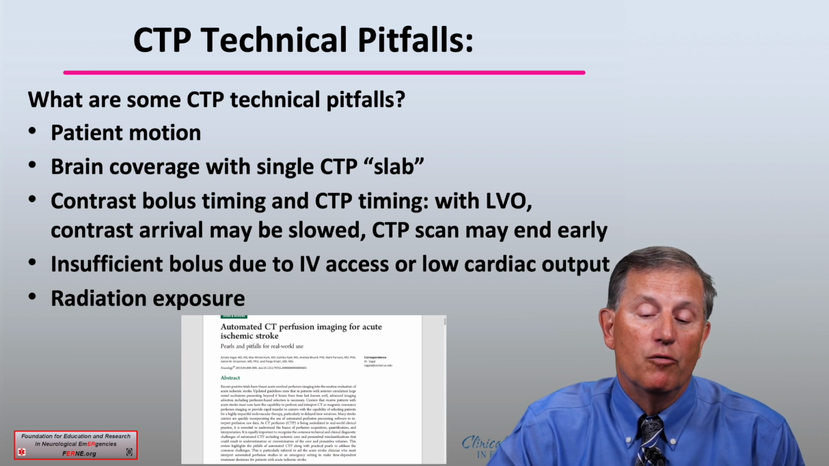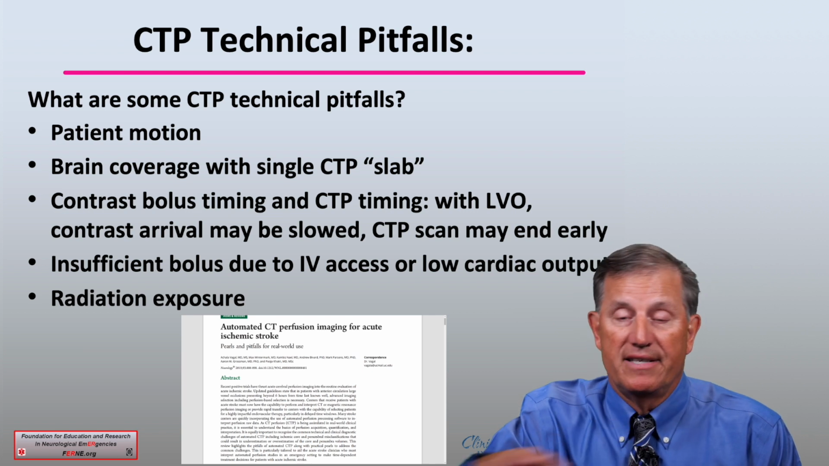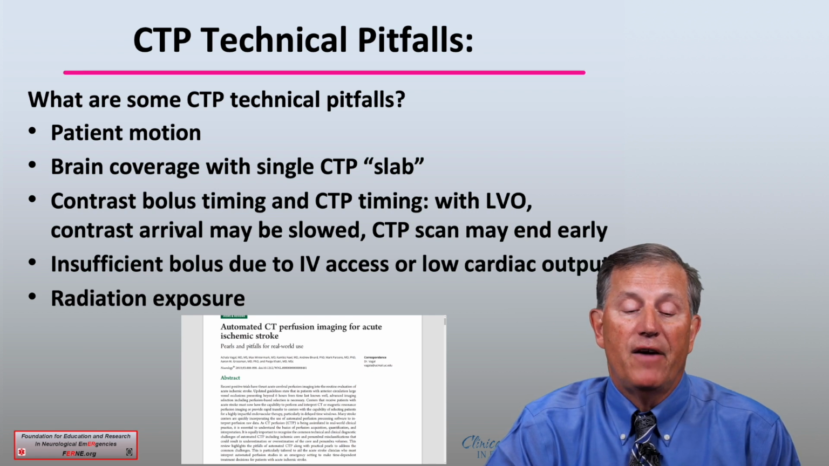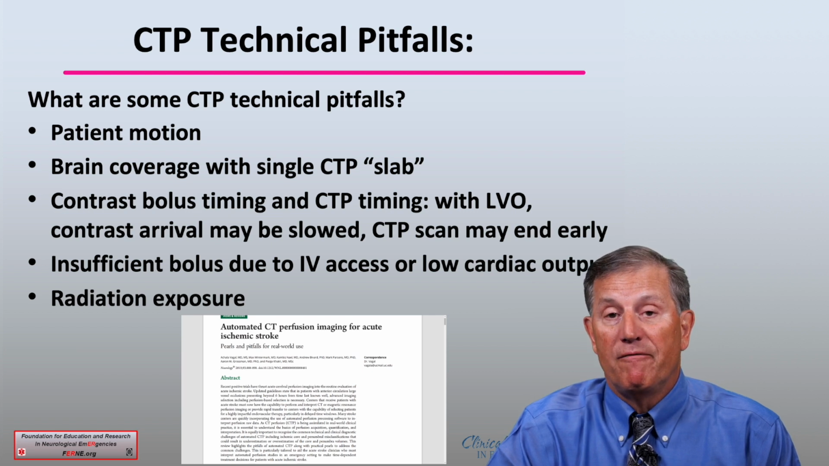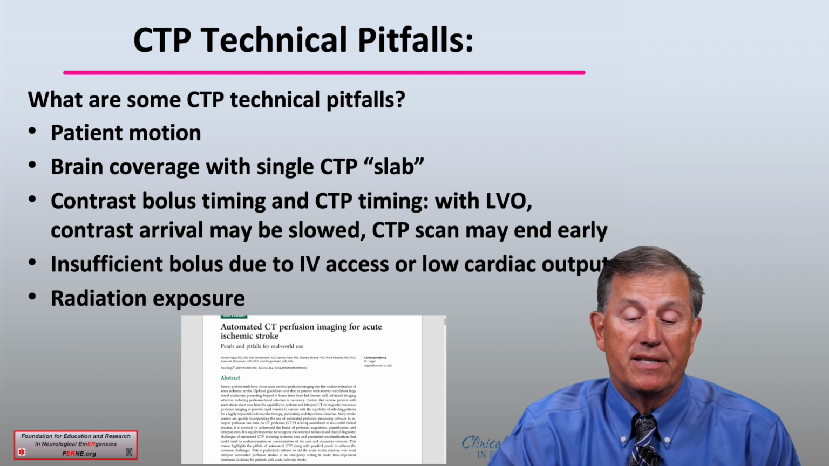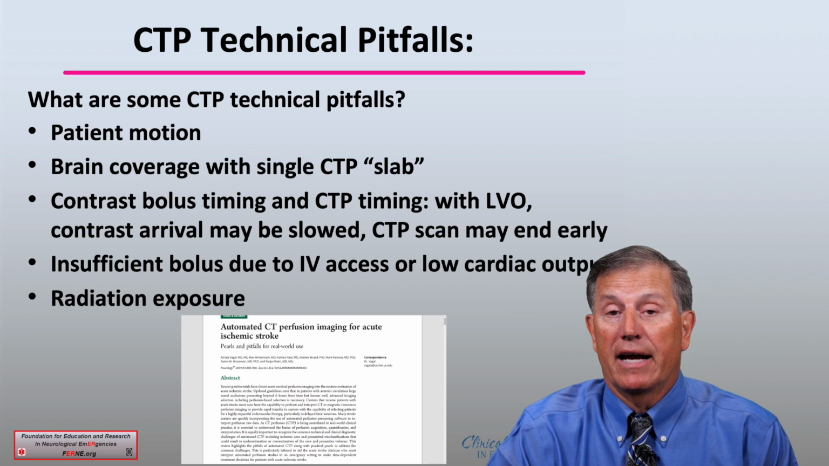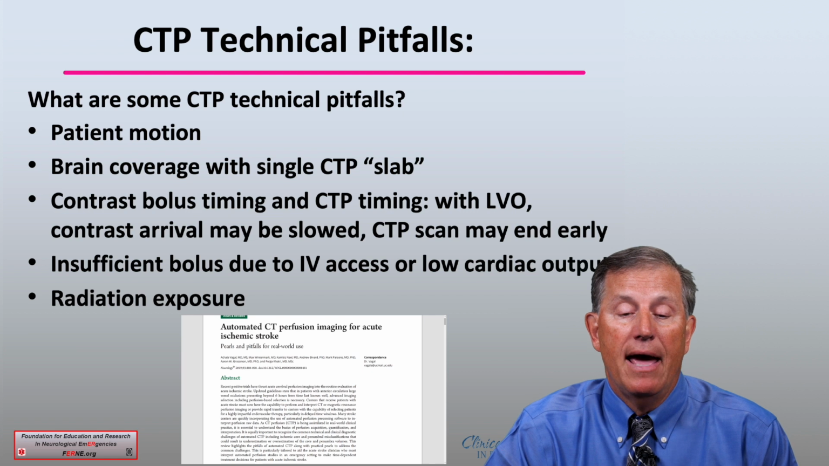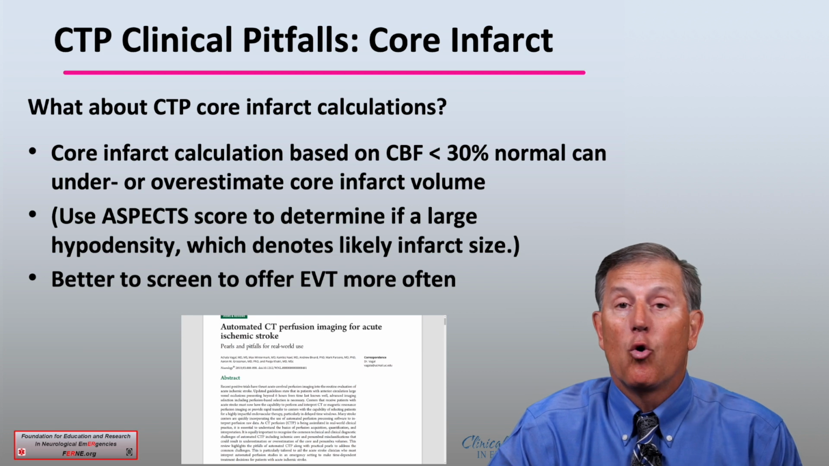Well, the patient may move. The brain coverage is provided with a single CTP slab or a single look. We know that the contrast bolus timing and the CTP timing can vary, and with a large vessel occlusion, contrast arrival may be slowed, and the CTP scan may end before all of the contrast has moved through all of the brain tissue. We know there can be an insufficient bolus due to IV access problems or low cardiac output, which will push blood and the contrast to the brain in a delayed manner, and there are issues related to radiation exposure.